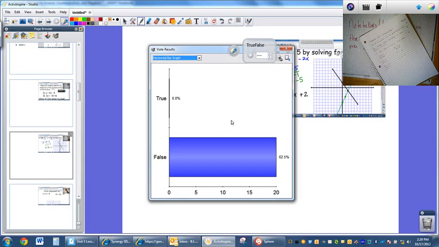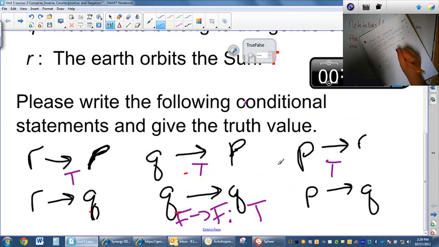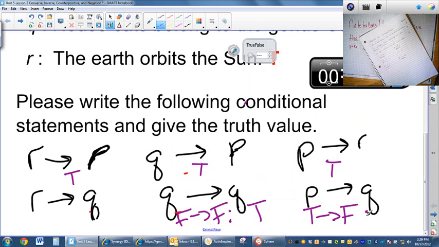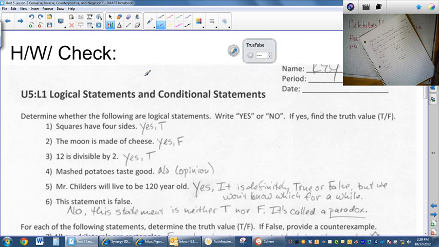If P is true and Q is false, we have if true, then false. This is in fact the only one that we found to be false. So good. So hopefully things went well for you. We'll take a look at last time.